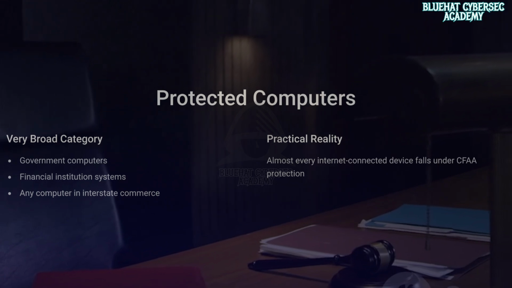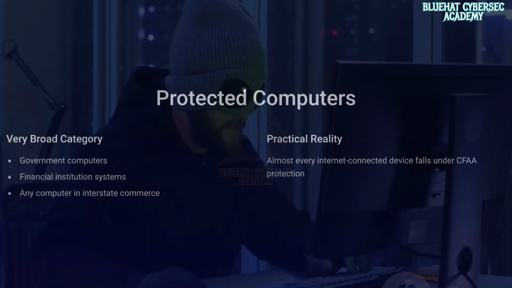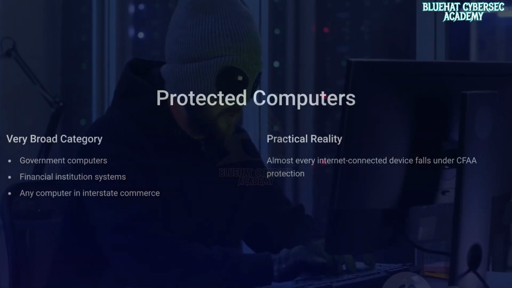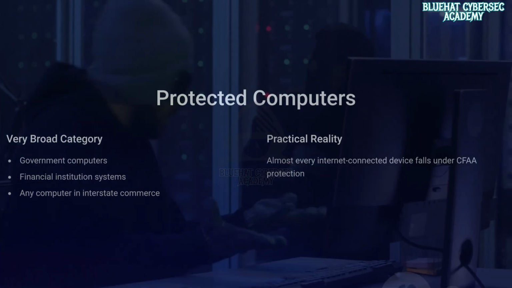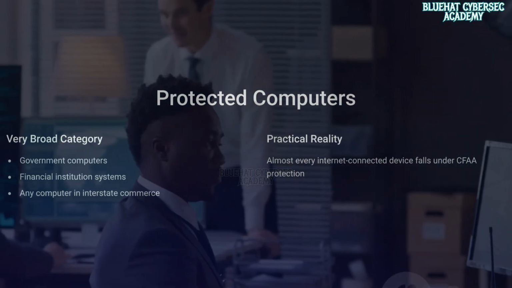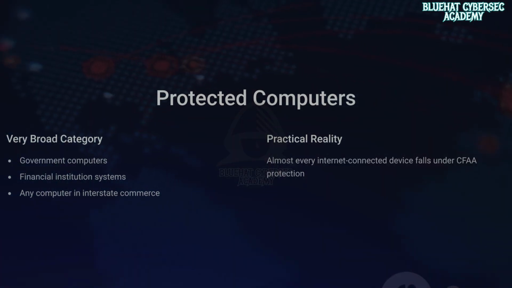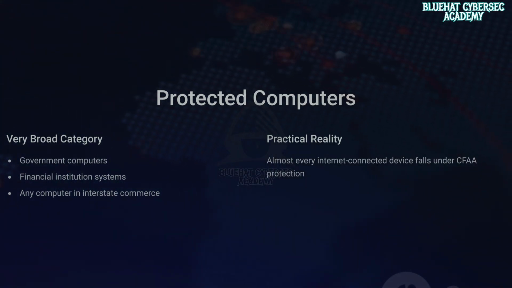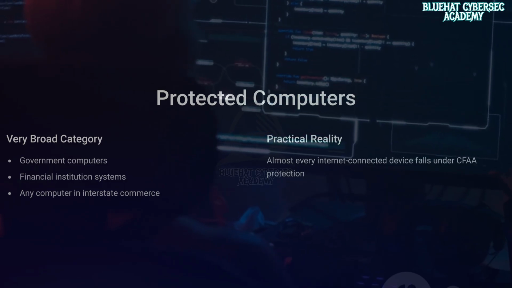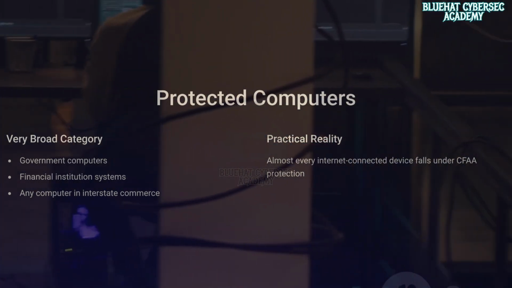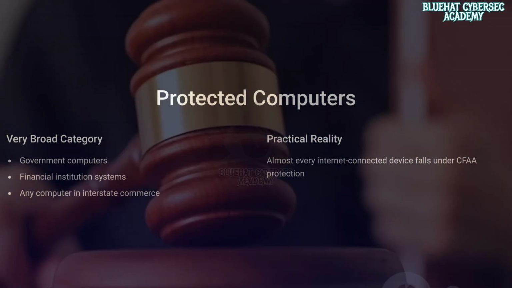But who or what is protected under this law? Well, protected computers is a very broad category. It includes government computers, financial institution computers, and almost any computer used in interstate or foreign commerce. In practice, this means almost every internet-connected device falls under CFAA protection. Violations can range from hacking a bank server to accessing a coworker's email without permission.